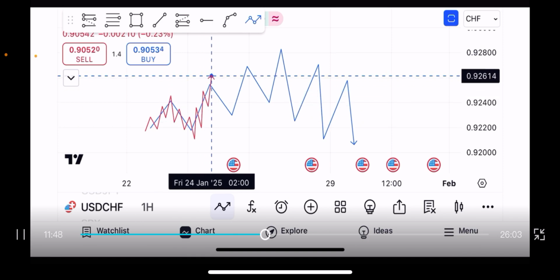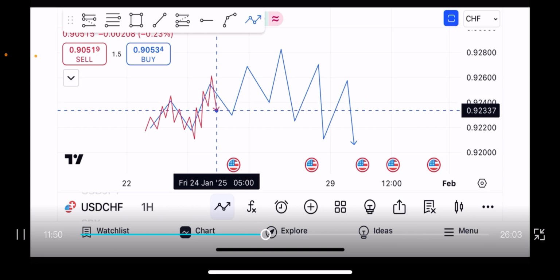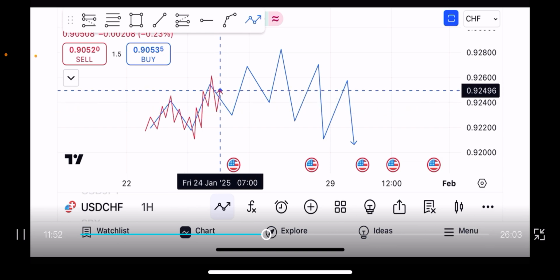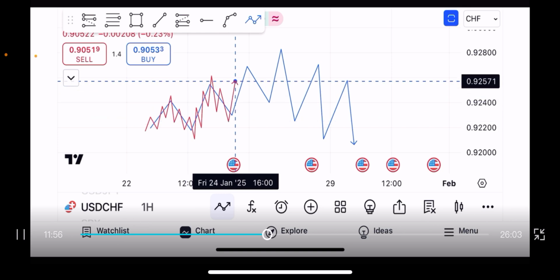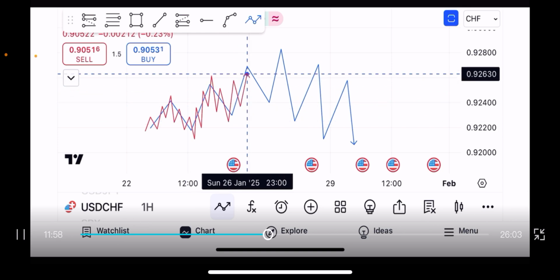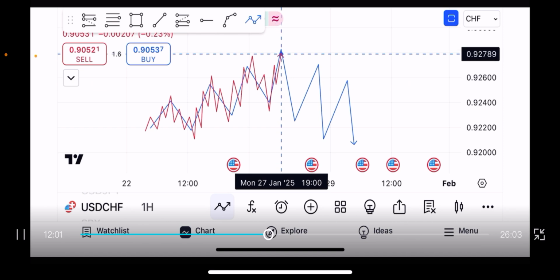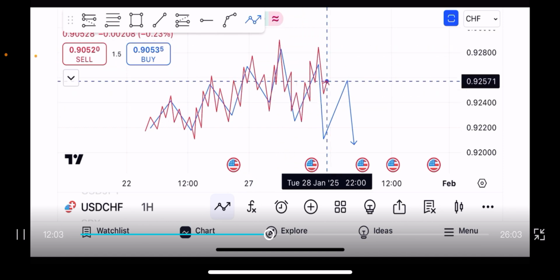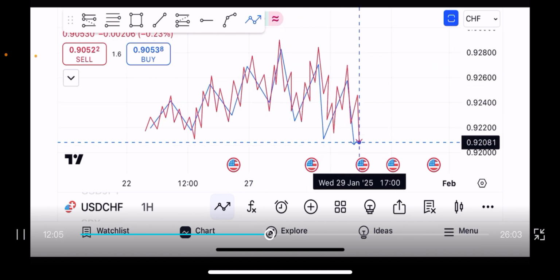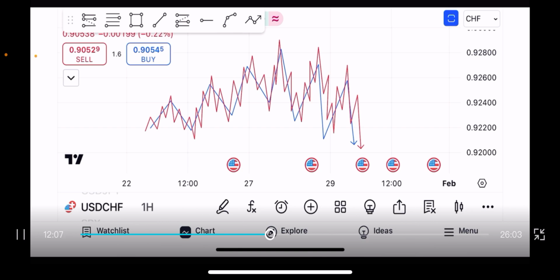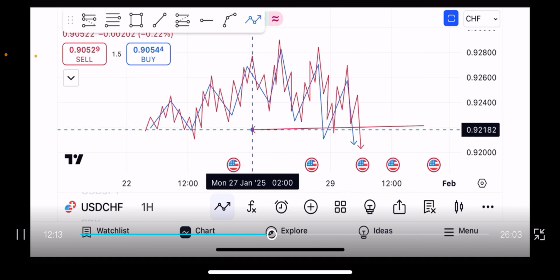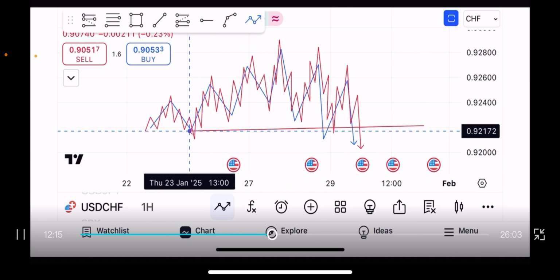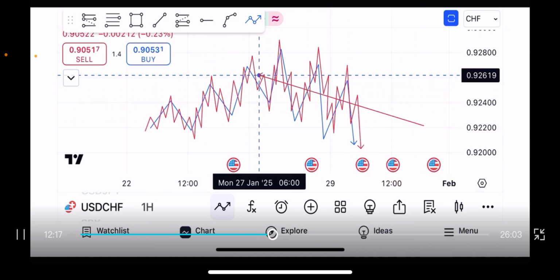Now the market wants to reverse again, a change of character will happen. So guys, as you can see, this here is the H4 structure. This blue line is H4 high, H4 low, H4 high, H4 low.